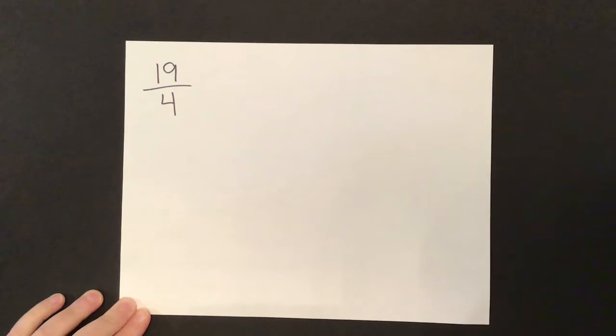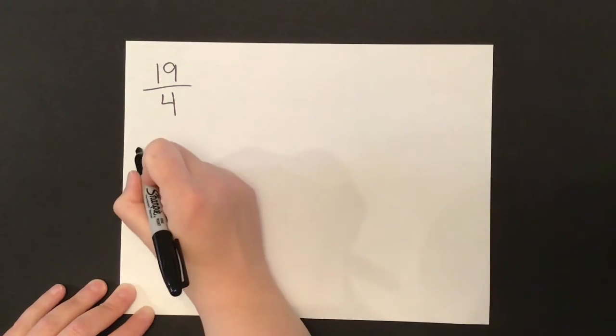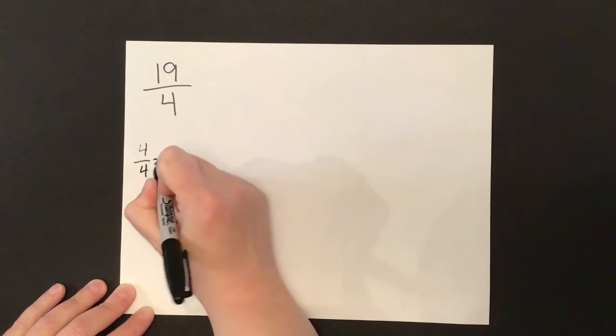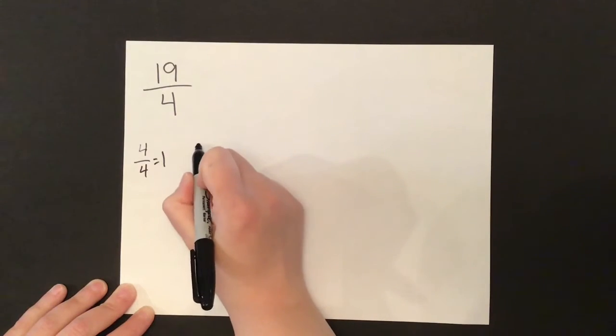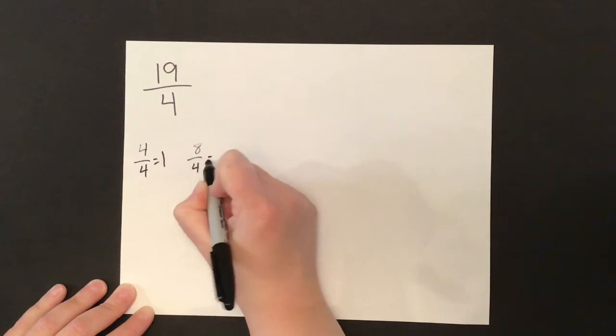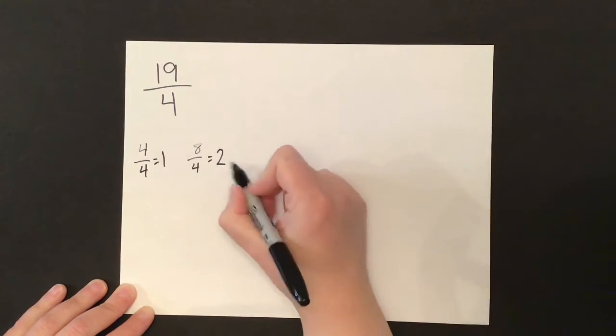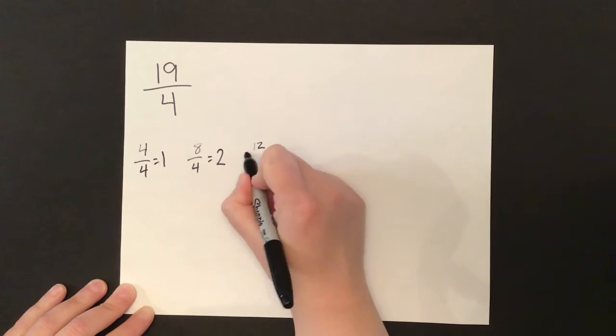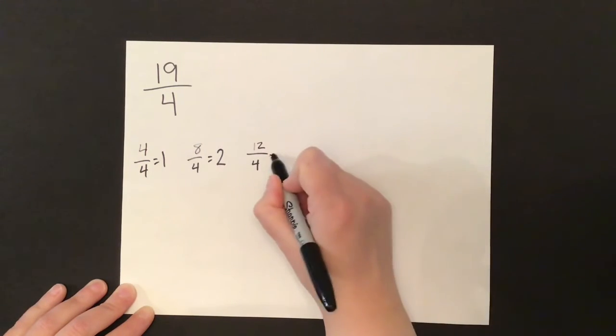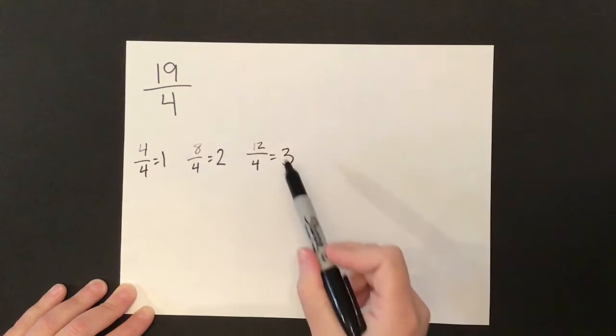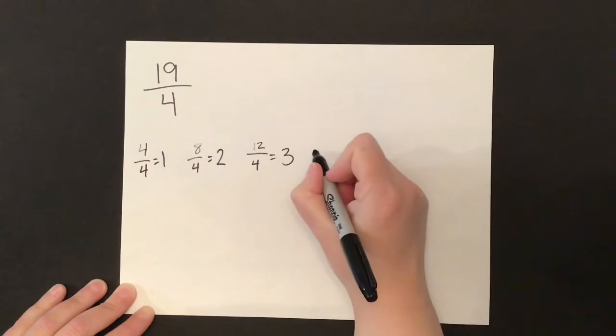Now we have a new fraction amount, 19/4. I know that 4/4 is a whole, and 8/4 would be 2 wholes, plus another 4/4, that takes me to 12/4, that would be 3 wholes. And I've still got 19 pieces, so I can keep going.